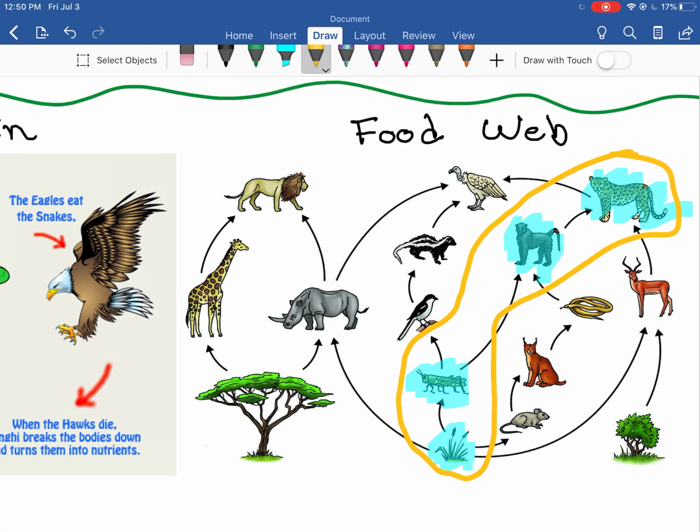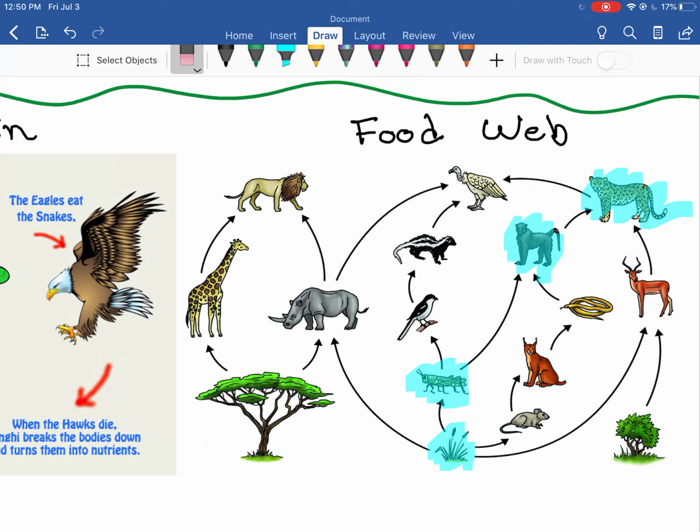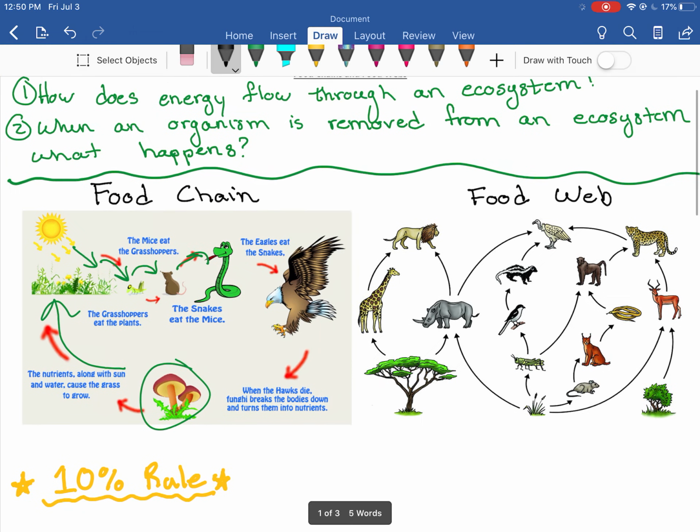Now, a grasshopper could also be eaten by a bird. So it's a little bit more real life. A food web is more real life. It's just more complicated. So the big thing we're talking about with this is the 10% rule, which is down here.